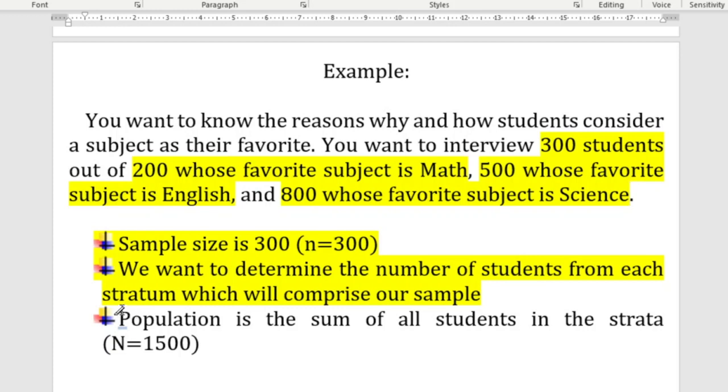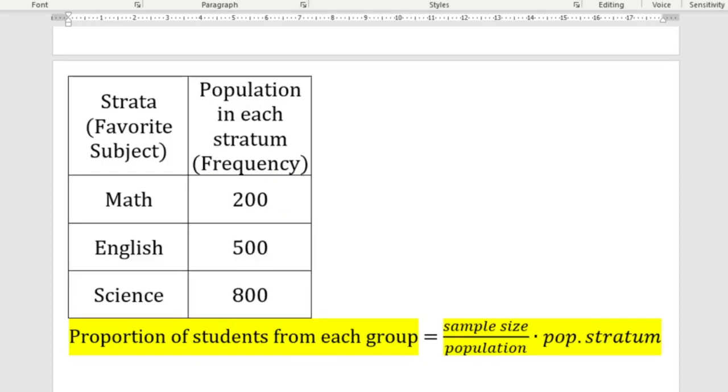Now, let us also define that the population in our problem is the sum of all students in the strata. The strata are 200 plus 500 plus 800, which is 1,500. Thus, the population in this particular problem is 1,500 students. How do we get a stratified random sample in this kind of problem?